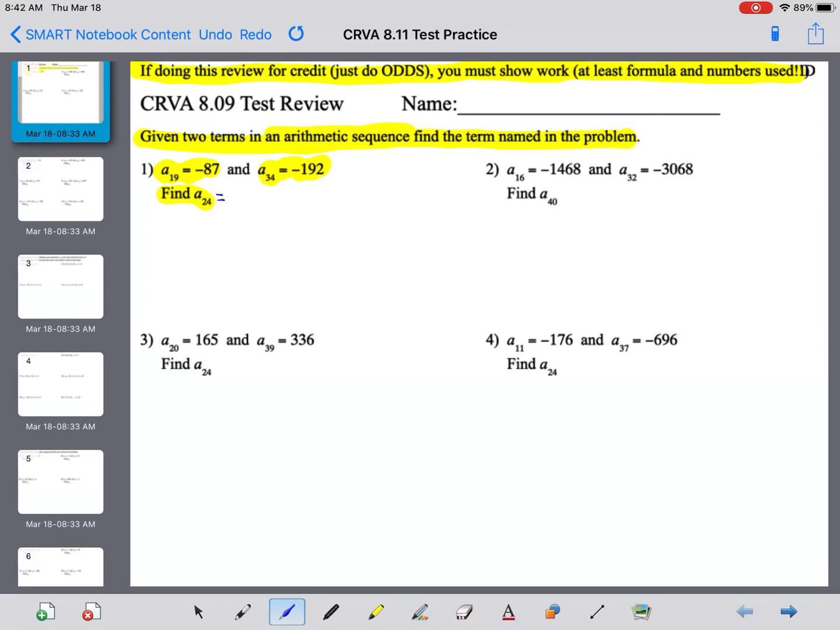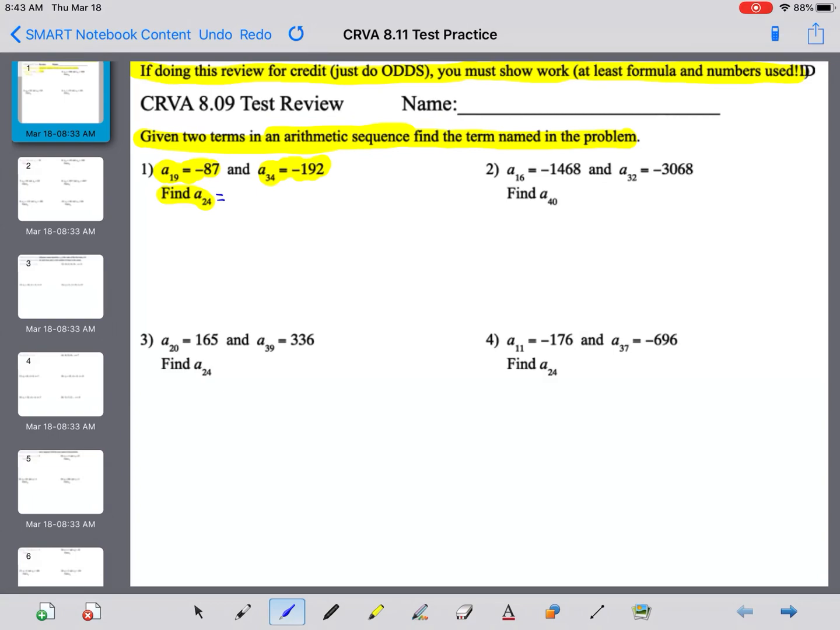And so I'm just thinking, since this is an arithmetic or a constant rate of change, the 24th term has to be somewhere between -87 and -192. That's just a thing to think about. It'd be closer to -87, but that's a bit of a detail.